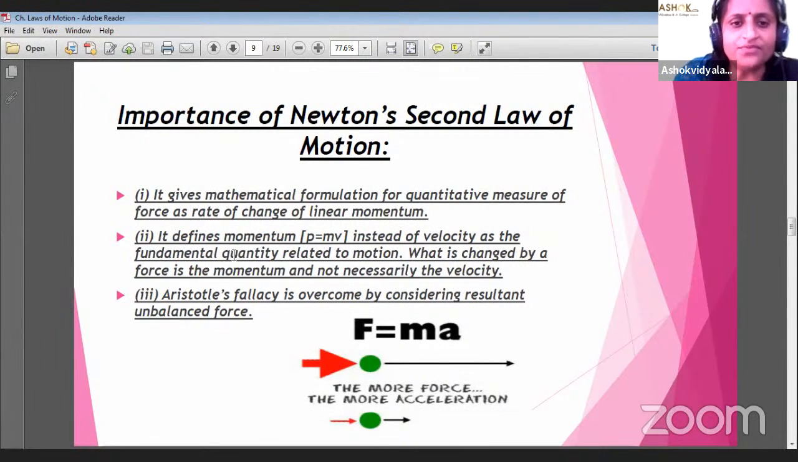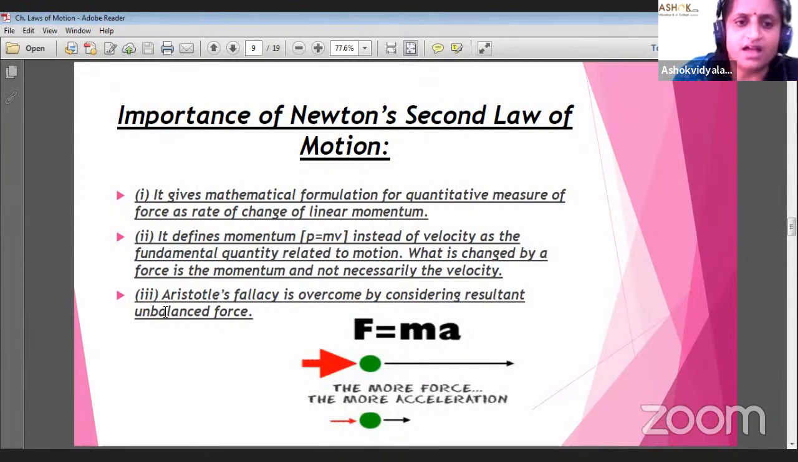Second point, it defines momentum. That is, P is equal to mass into velocity, where P is the linear momentum, taking mass into velocity instead of velocity as the fundamental quantity related to the motion. Then what is changed by the force is the momentum, not necessarily the velocity. This is the second importance of Newton's second law of motion.